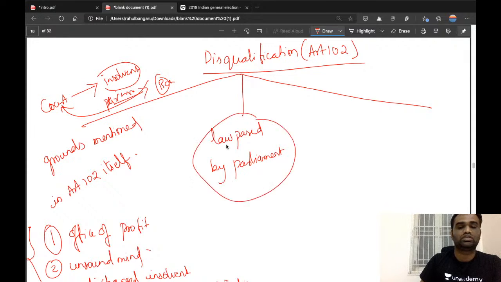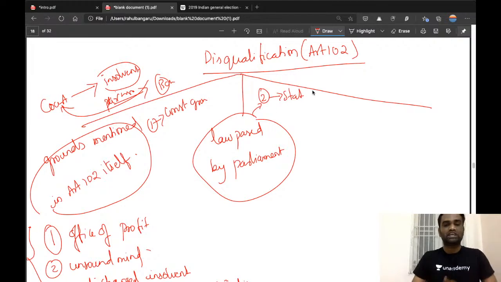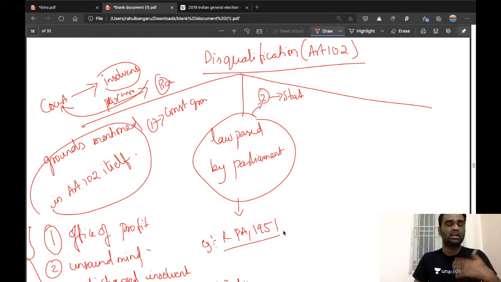The first one is called constitutional disqualification, based on constitutional grounds. The second one is called disqualification based on statutory grounds, because a law has to be passed by the Parliament to disqualify an MP. For example, the Representation of People Act, 1951, was passed by the Parliament and contains some grounds regarding disqualification of MPs.